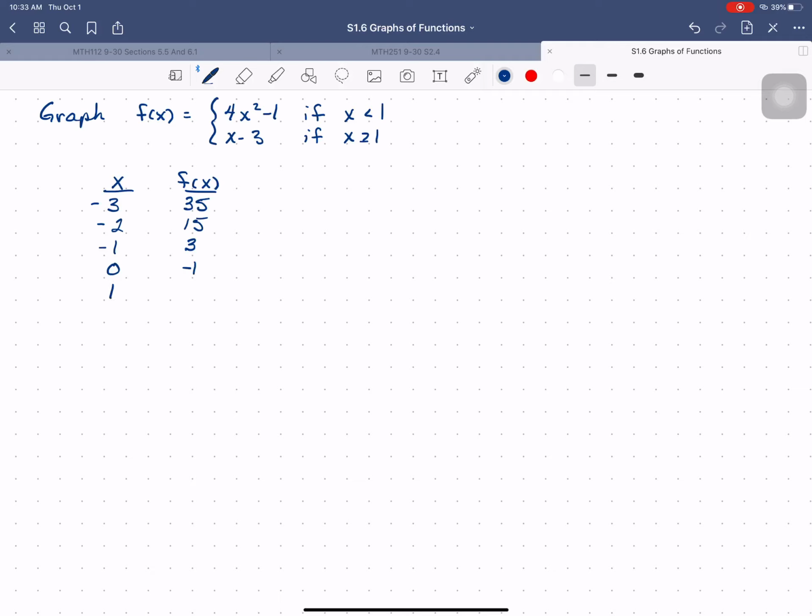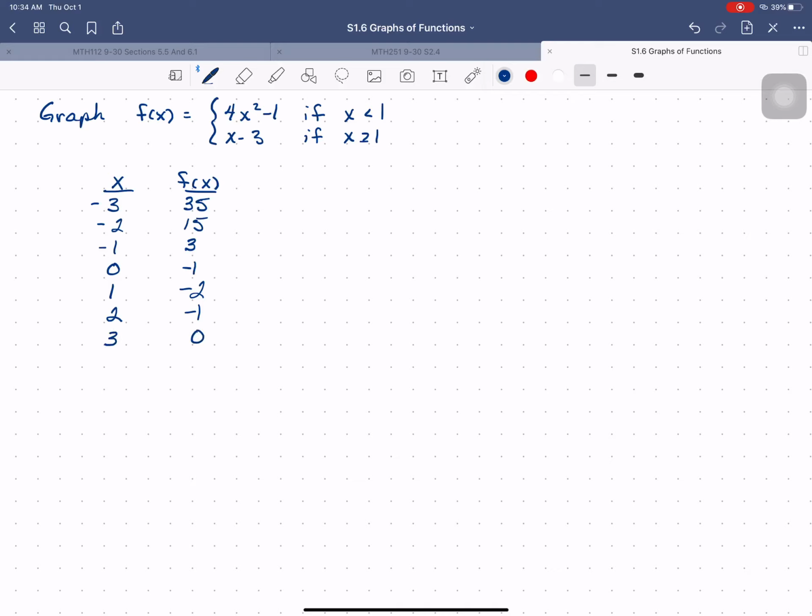Now, when I get to 1, 1 is not less than 1. 1 falls under the greater than or equal to 1 line. So now we're going to use the second line of my definition. If x is 1, my function takes 1 and subtracts 3 to give me -2. And if x is 2, we're still on the second line of my function definition, so I get an output of -1. And if x is 3, I get 0.